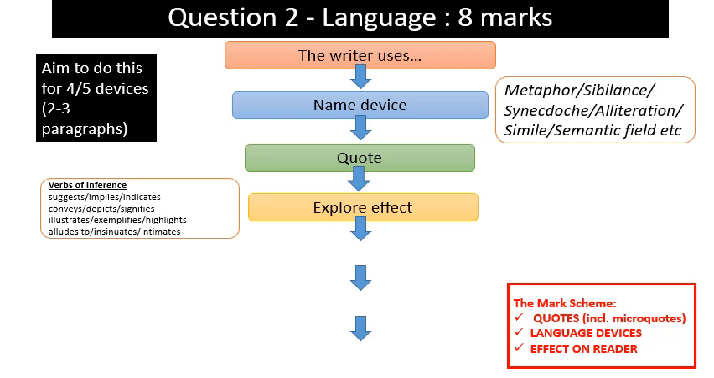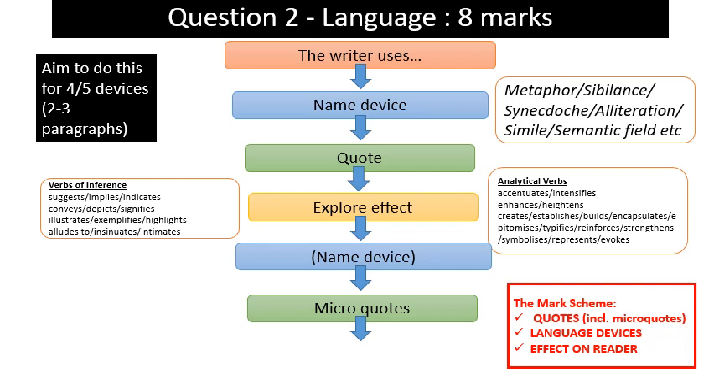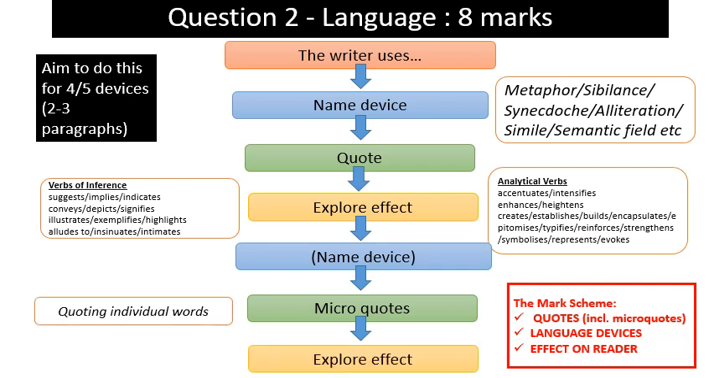This highlights, this exemplifies, however, this could also signify. When I've said everything I can say, I'm also going to then give another device. And so there are some verbs of inference on the left-hand side, but there are some verbs of analysis too. And actually the ones on the right-hand side might help you more effectively to talk about the effect on the reader. But then I'm going to name a smaller device, or a single word, the use of the word something suggests, or the use of the abstract noun, put in the quotes, suggests, okay? And I'm going to give my micro quotations, and again, I'm going to explore the effect.